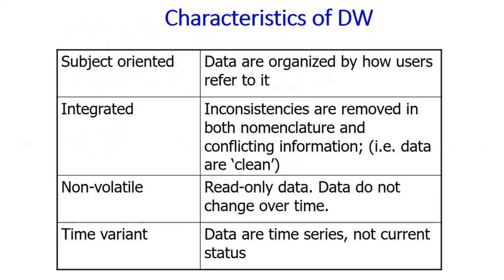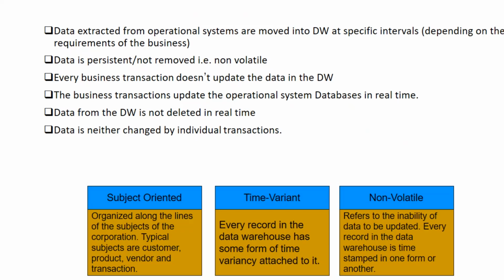So we did this already in the last session, the four characteristics: subject-oriented, integrated, non-volatile, and time-variant. So you can just have a reading of it because we already explained it. Now, data extracted from operational systems are moved into data warehouse at specific intervals depending on the requirements of a business. Now, what we mean by non-volatile is that data in a data warehouse is persistent.